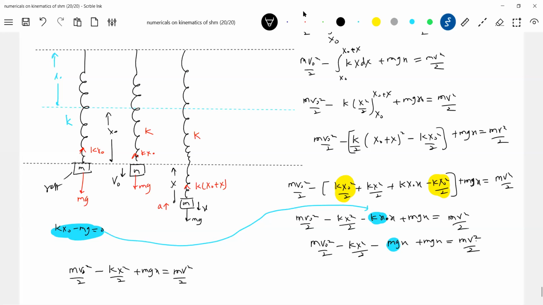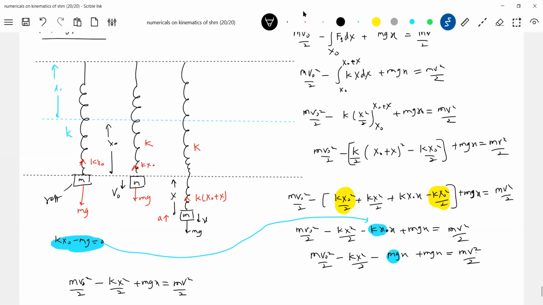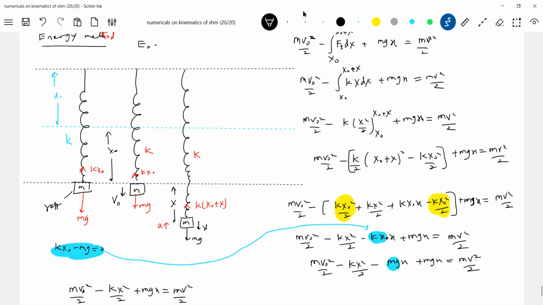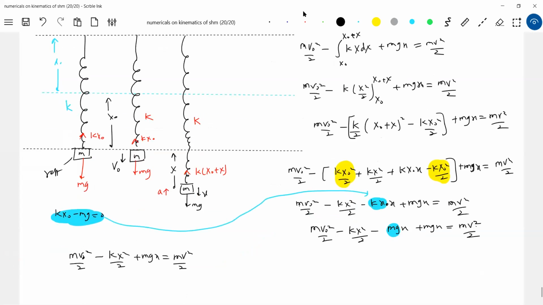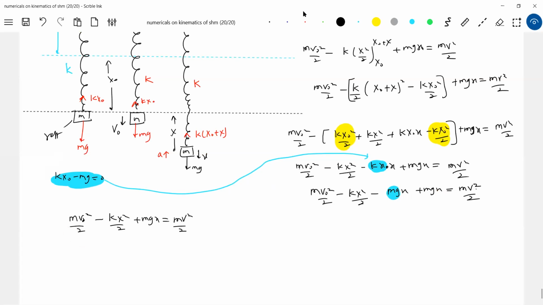What is mv naught square by 2? It is the oscillation energy. I'll call it E naught, or it is called the oscillation energy supplied to the system. An external agent will supply it. See, I will give some velocity, then with that velocity it starts descending down. So there is one fixed energy, let me call this E naught. It will be very, very important.